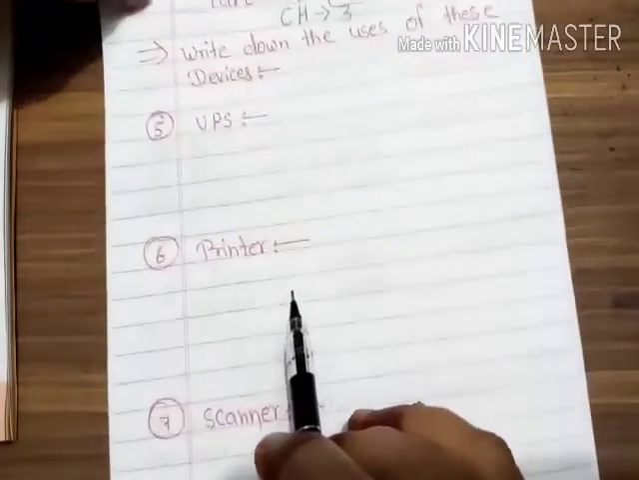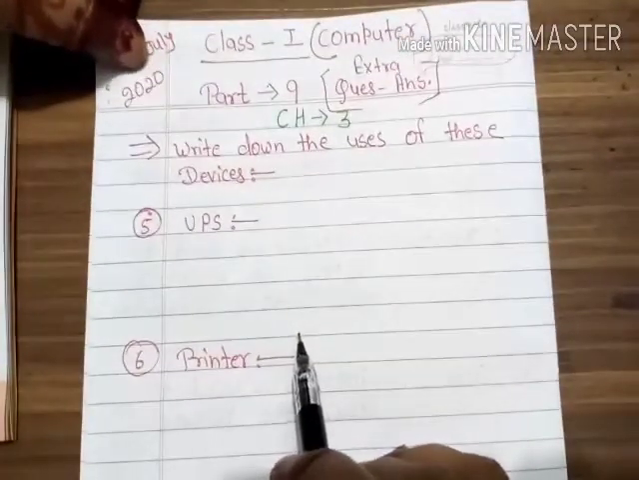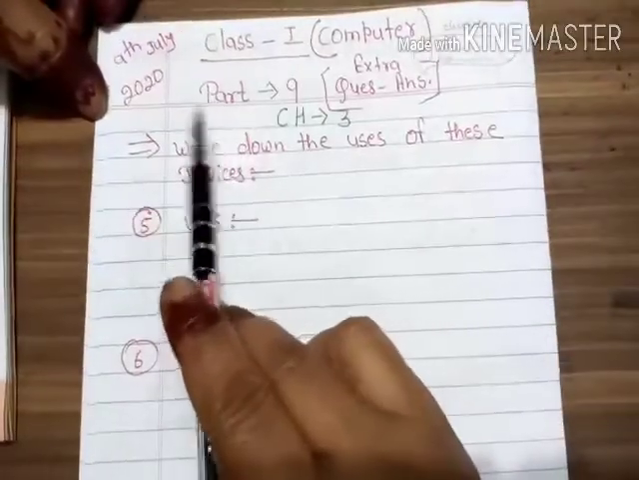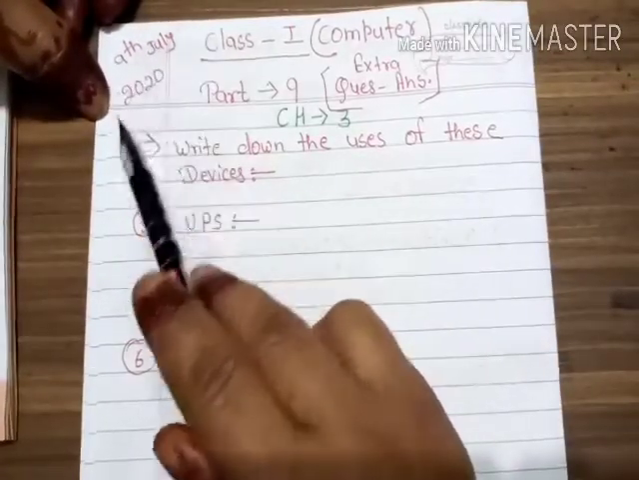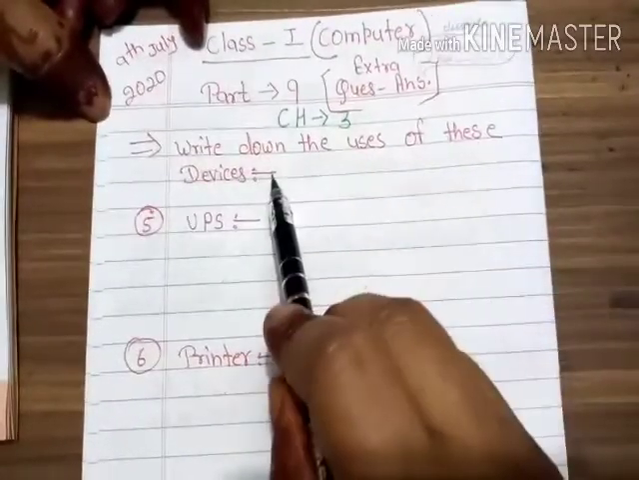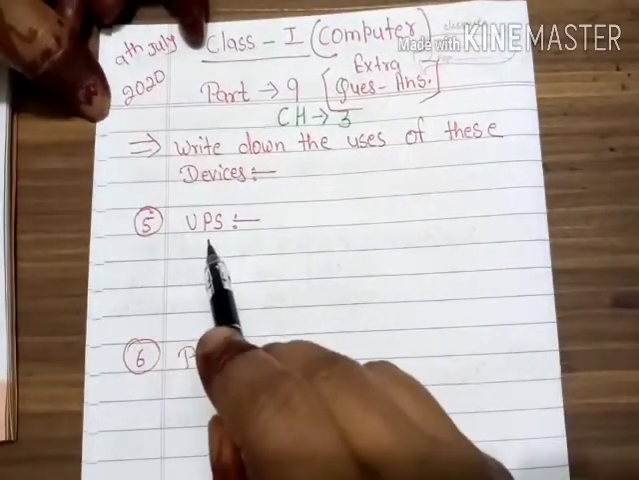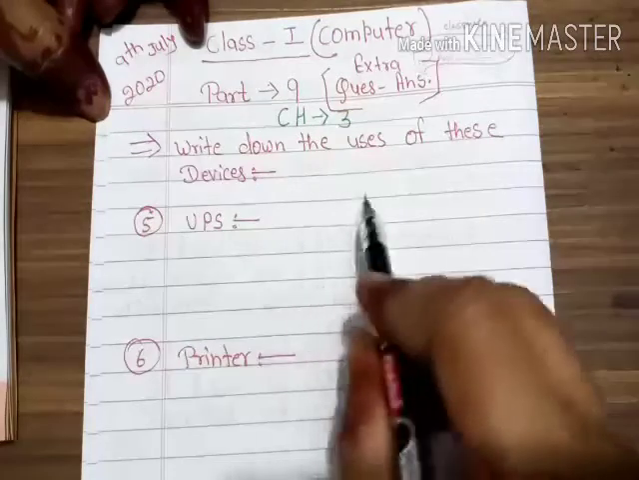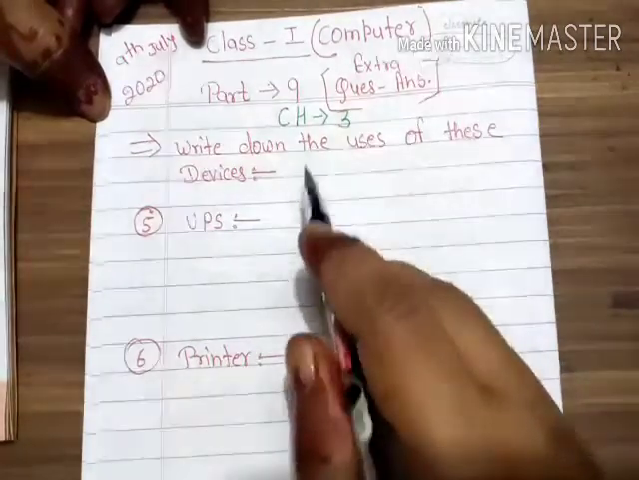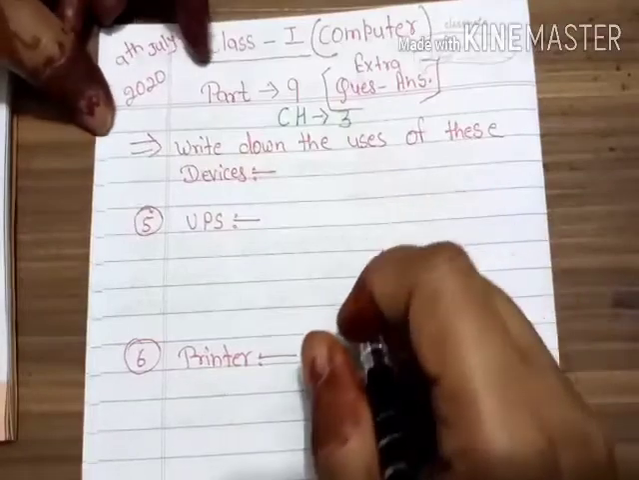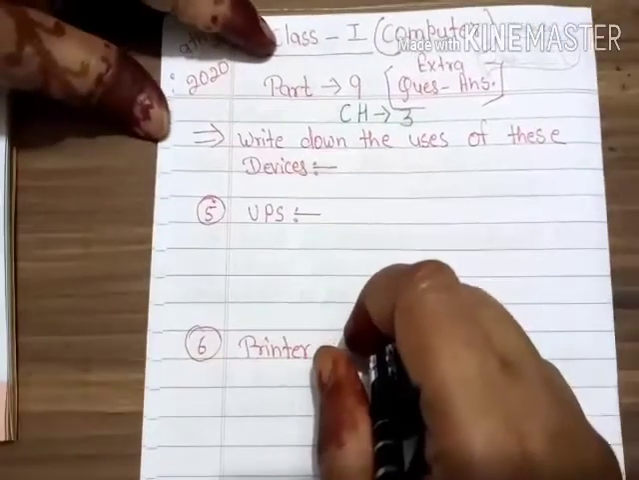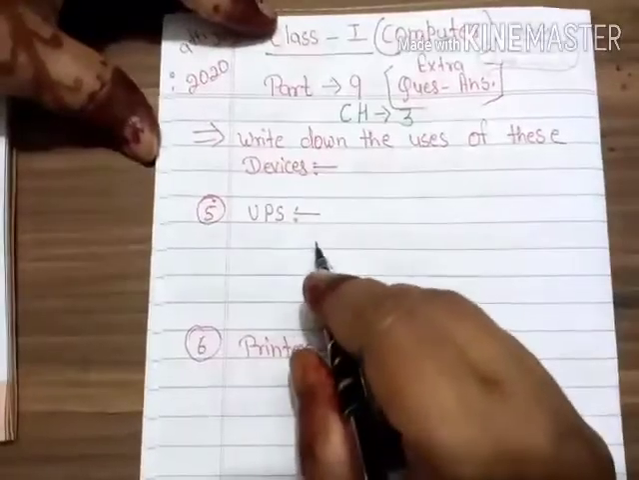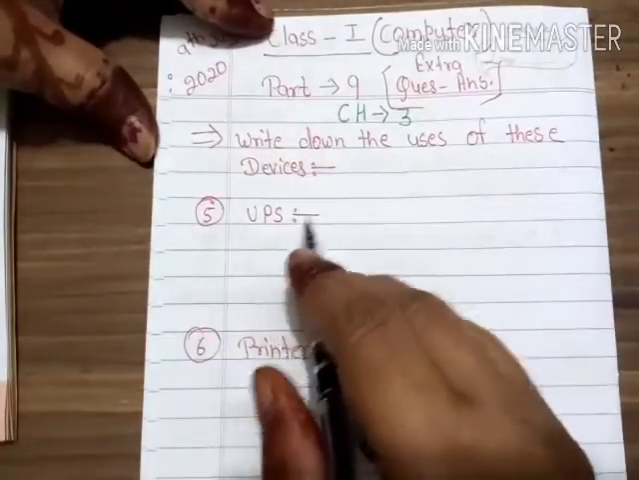First of all, take out your computer copy and write down today's date, the 9th July 2020, chapter number 3, extra question answers. Write down the uses of these devices. Number 5, the first one, is UPS. I am going to write about UPS here. You also write it in your copy, starting from where you stopped in the last video.